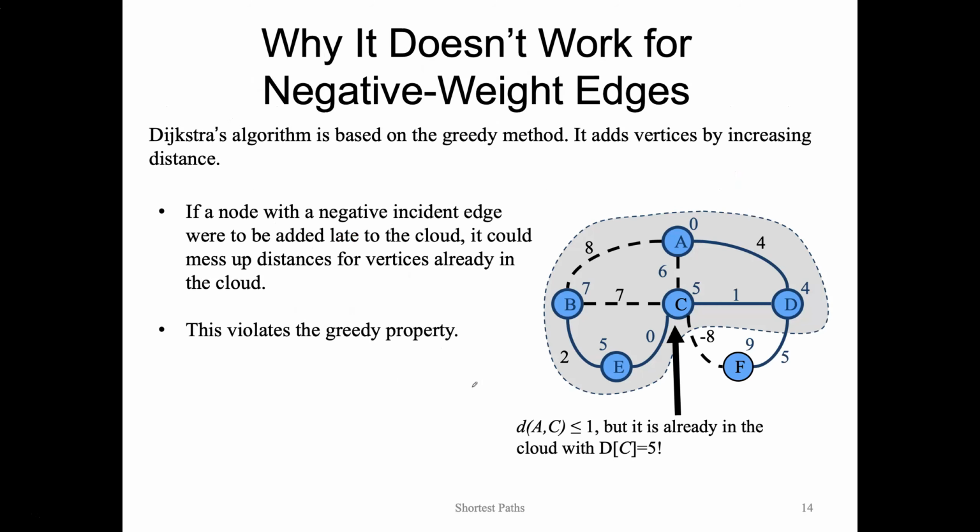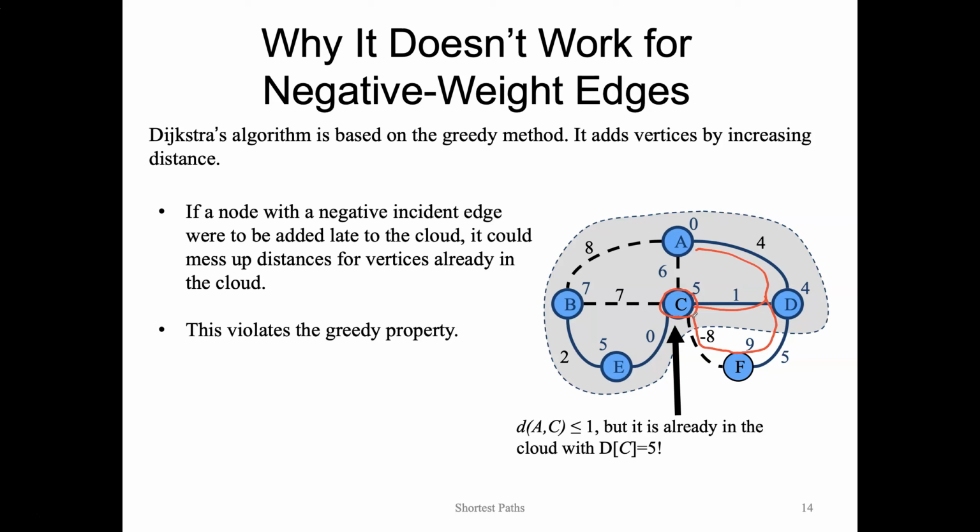And the proof requires that the input graph has non-negative edge weights, but in fact Dijkstra's does not work if negative edge weights are allowed. If a graph has negative edge weights, then that edge could alter the distance to vertices already in the cloud, violating the greedy property. For example, here we have a graph with a negative edge weight here. Dijkstra's algorithm would have set c's distance label to be 5 going through this path, but in fact there's an even shorter path which is going through this negative edge weight.